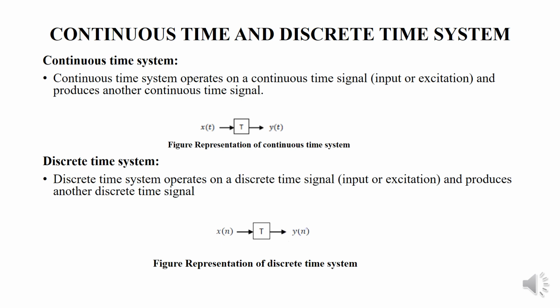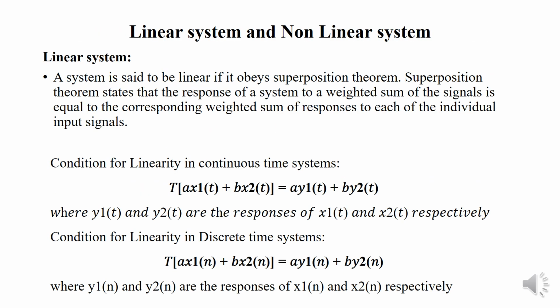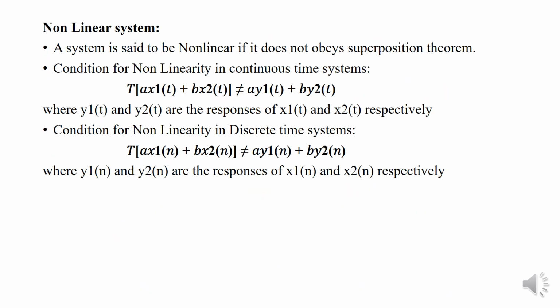This is the representation of discrete time systems: T of a1 x1 of n plus a2 x2 of n equal to a1 y1 of n plus a2 y2 of n, where y1 of n and y2 of n are the responses of x1 of n and x2 of n respectively.